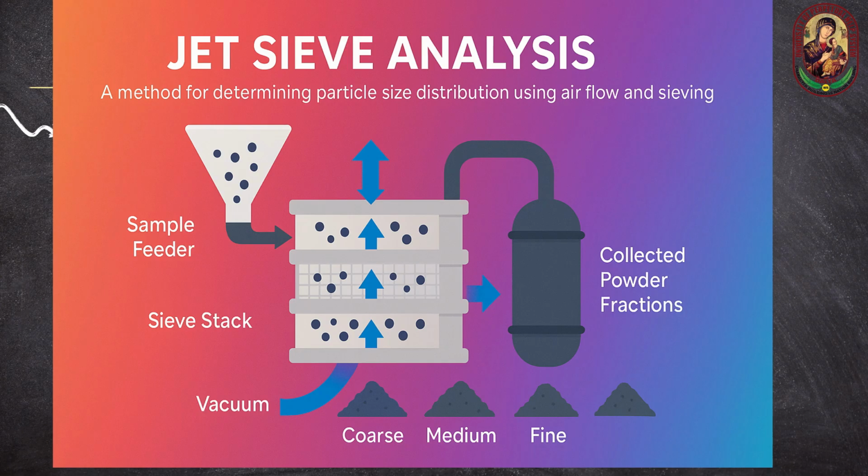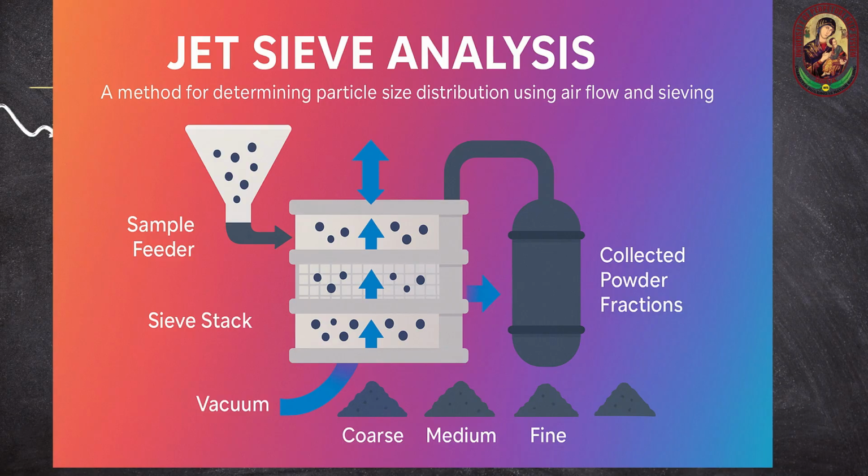Now let's look at a more modern and efficient version, the jet sieve analysis. This method determines particle size distribution, just like the traditional sieve analysis, but with one key difference: it uses airflow to separate the particles instead of manual shaking.